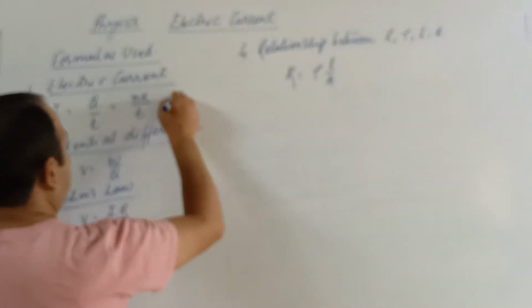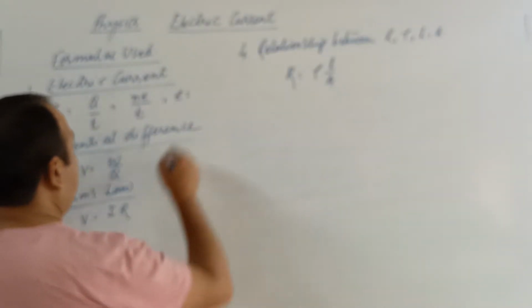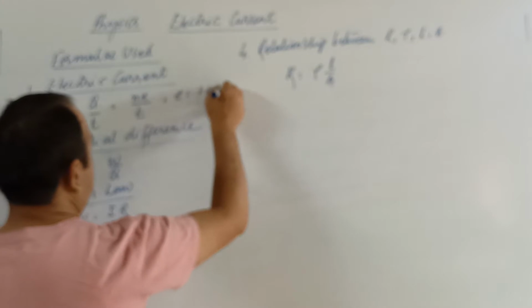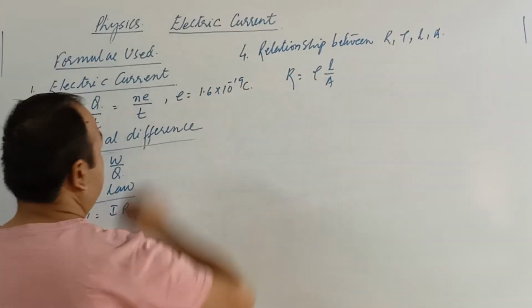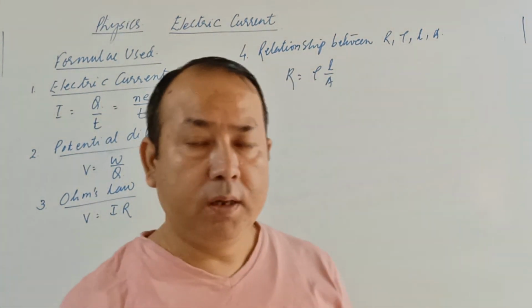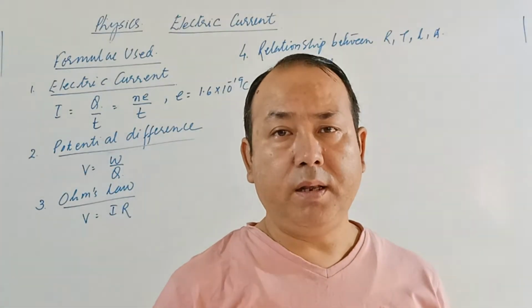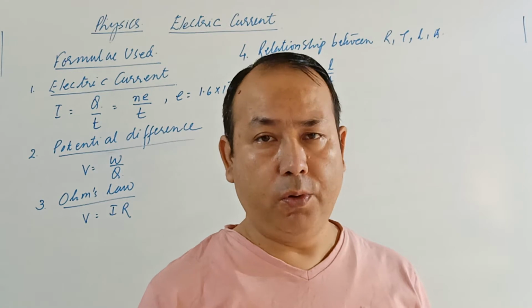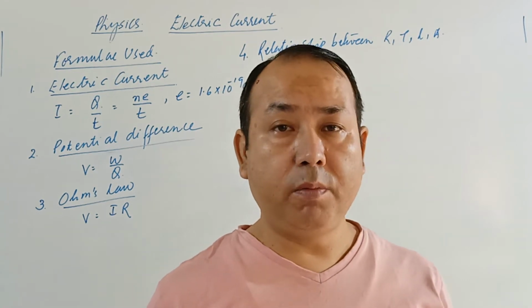So this formula we are going to use here, and again we need to remember here that the charge associated with each electron is 1.6 into 10 power minus 19 coulomb. The SI unit of resistance is ohm. The SI unit of electric current is ampere. The SI unit of potential difference is volt. So all these SI units you need to remember.